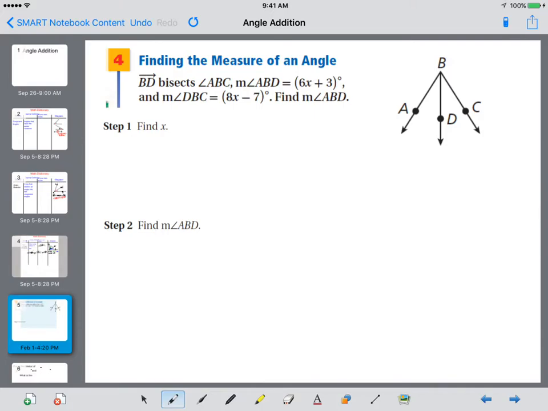Ray BD bisects angle ABC. The measure of angle ABD equals 6x plus 3, and the measure of angle DBC equals 8x minus 7. Find the measure of angle ABD. Step 1, we're going to have to find the measure of x.